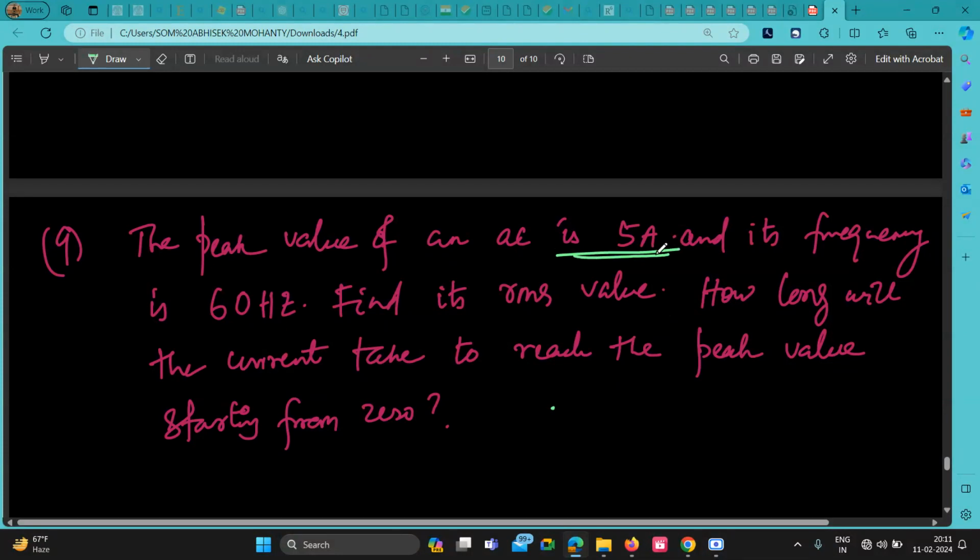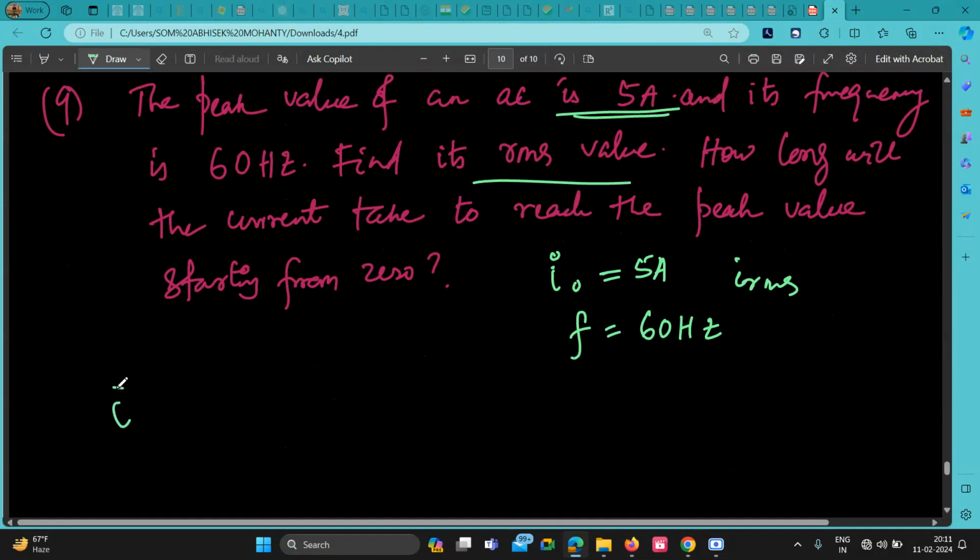Peak value of an AC is given as 5 ampere. Peak value I naught is equal to 5 ampere. Frequency is given, F is equal to 60 hertz. Find its RMS value. IRMS is asked. We know IRMS is how much? We just calculated IRMS is I naught by root 2. So 5 by root 2. And how long will the current take to reach the peak value starting from zero?